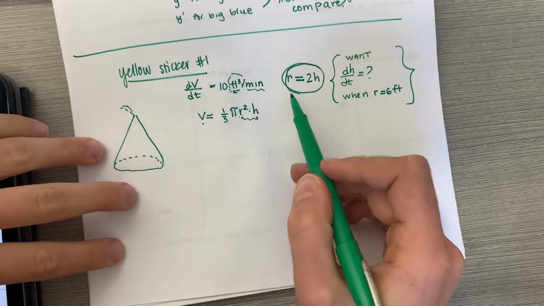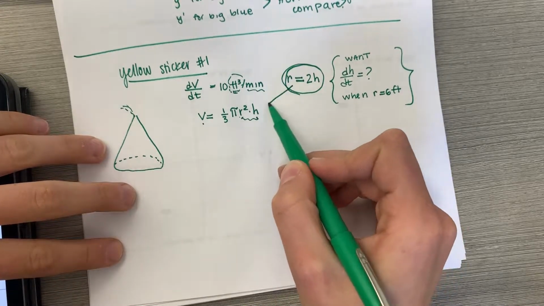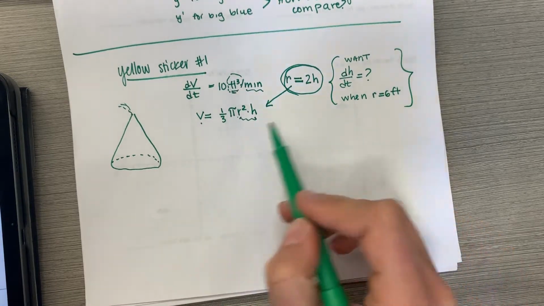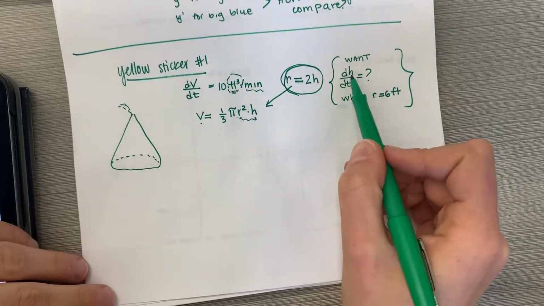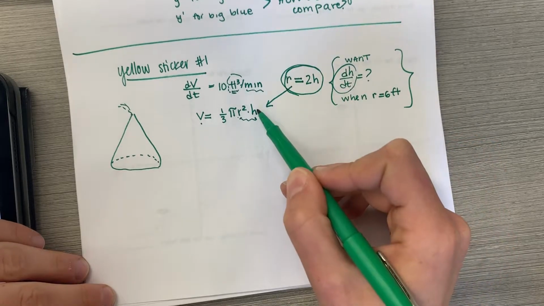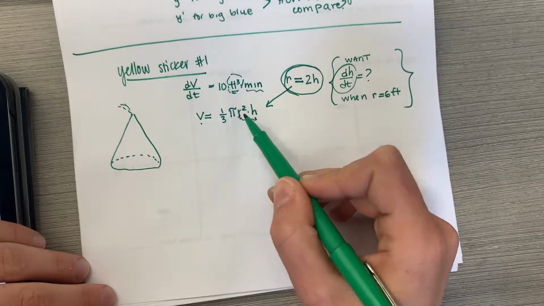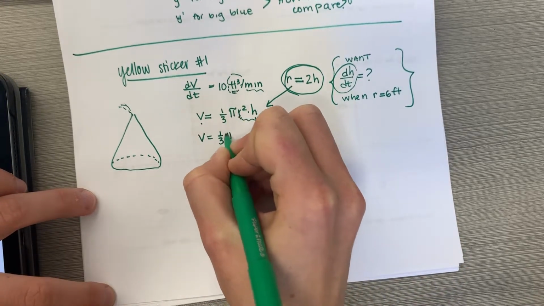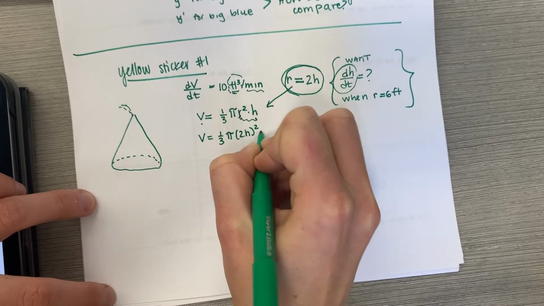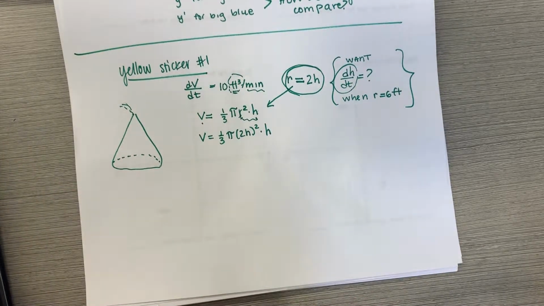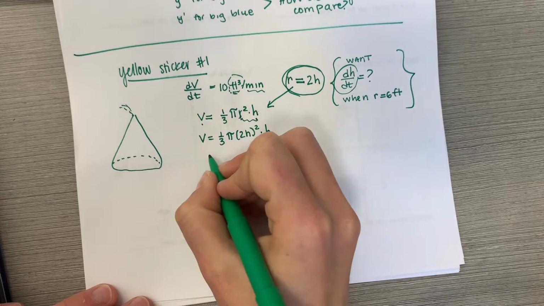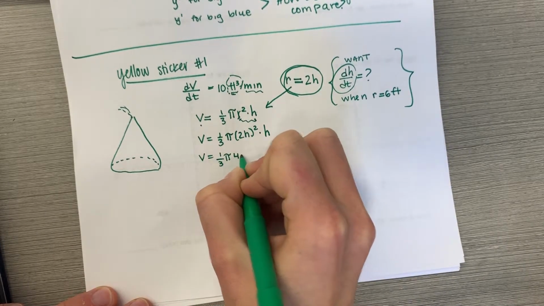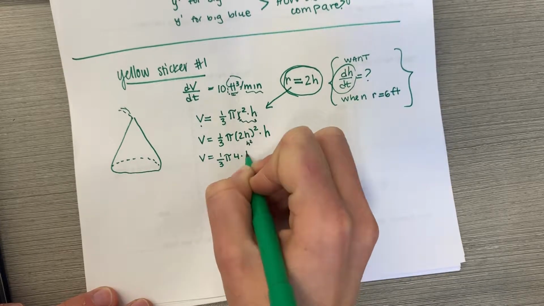So what we're going to want to hopefully do is use this nice relationship to substitute in and get just one variable. Which variable should we have left over? We want dh/dt, so let's keep the h's in there. And instead of having r squared, let's write 2h. So V is equal to 1/3 pi (2h) squared times h. Let's rewrite this. V is equal to 1/3 pi times 4 times h squared times h, that's h cubed.